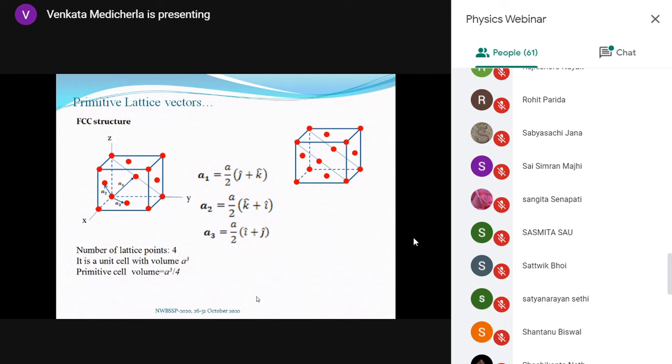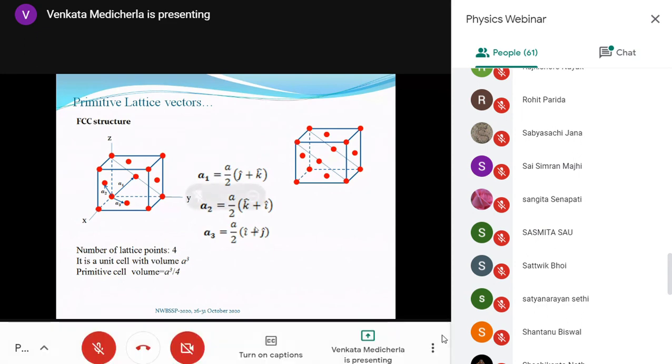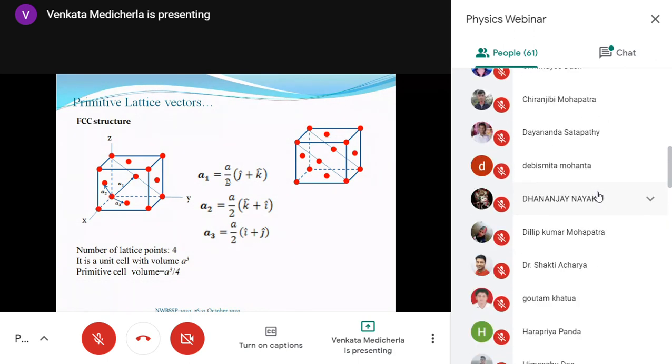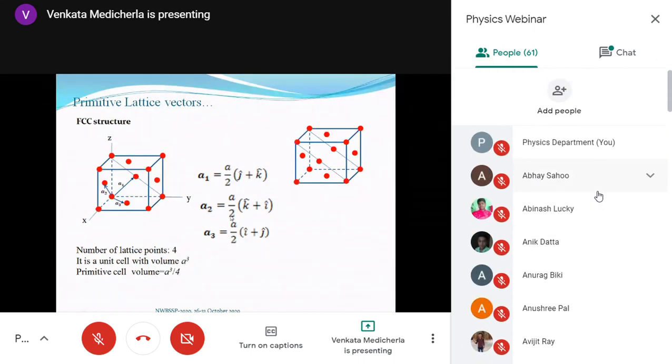One lattice point is A cube by 4. So just by knowing the volume of the unit cell, we can know the volume of the primitive cell. But what is the shape of the primitive cell? It depends on how you choose your A1, A2, A3. This is one way I have chosen. If you complete the parallelepiped with A1, A2, A3, you will get some shape, but it's not easy to imagine, so don't worry about it. If you redefine A1, A2, A3, you will get a different shape, but all the primitive cells will have the same volume, A cube by 4. What we have given here is the most symmetric primitive lattice vectors.